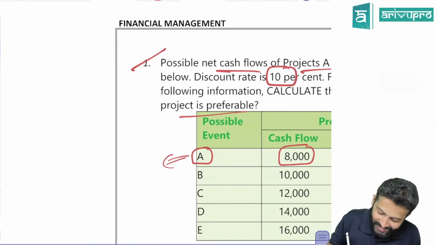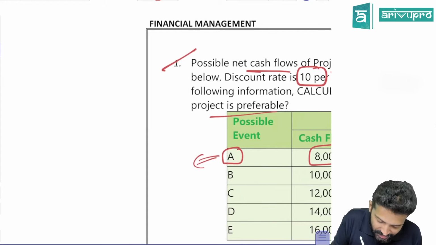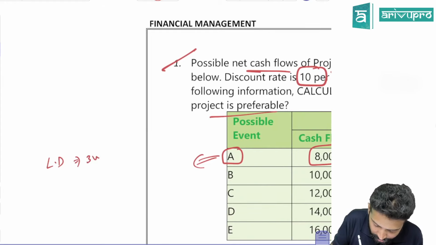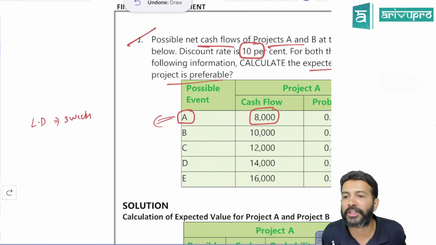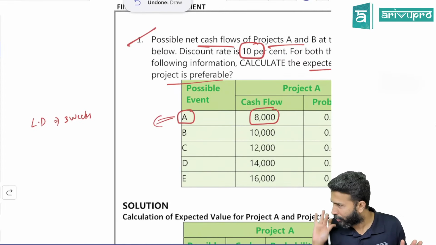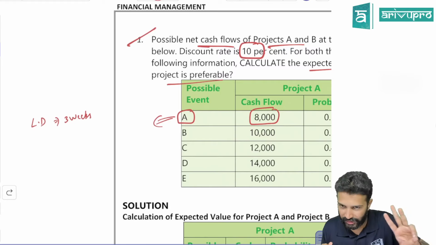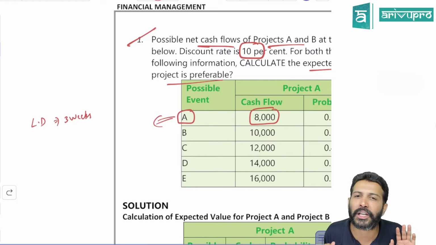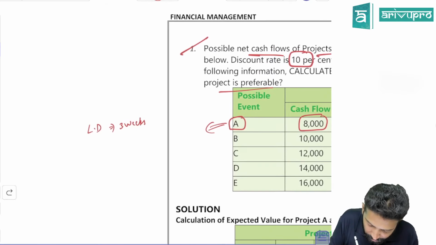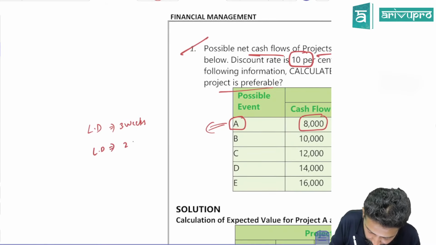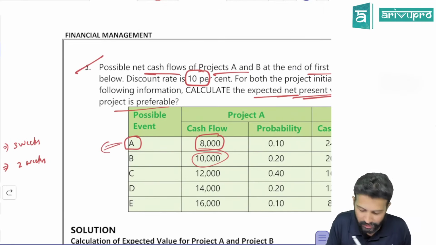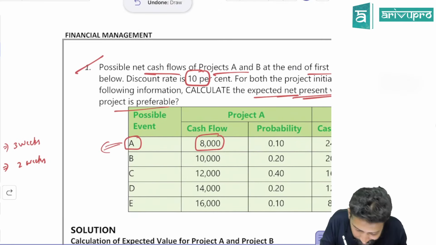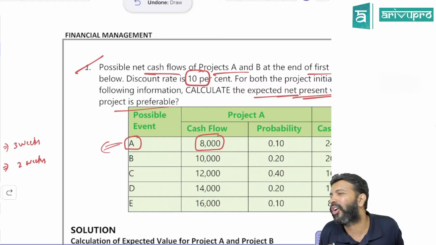So let's say this event A means, the company feels if the lockdown is imposed for 3 weeks, then we'll be able to achieve a cash flow of 8,000. If the government brings in a lockdown of only 3 weeks, from this project we can get a cash flow of 8,000. If the government imposes a lockdown of only 2 weeks, then the company feels they may achieve a cash flow of 10,000. That is the event that they are talking about.